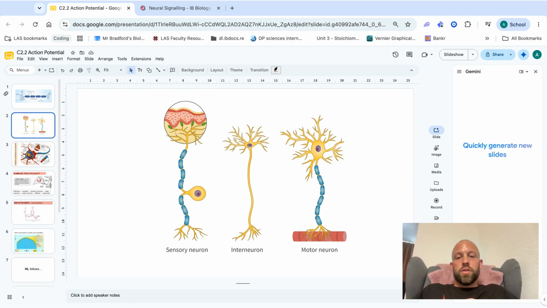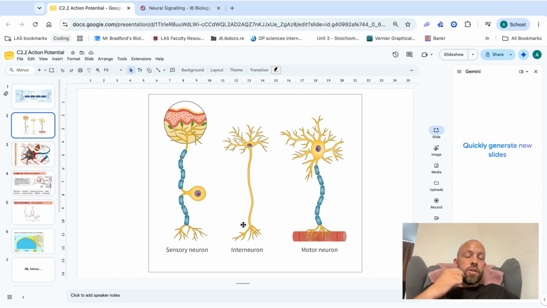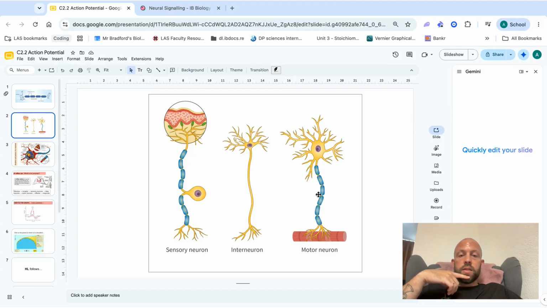Here we've got a sensory neuron. You'll notice that the cell body is actually found in the middle. And here are some little sensors that are going to cause depolarization from contact. And here's our interneuron, and you can see that there is no myelination of this. And then here we can find our motor neuron, which is myelinated, and that's connecting to a muscle.